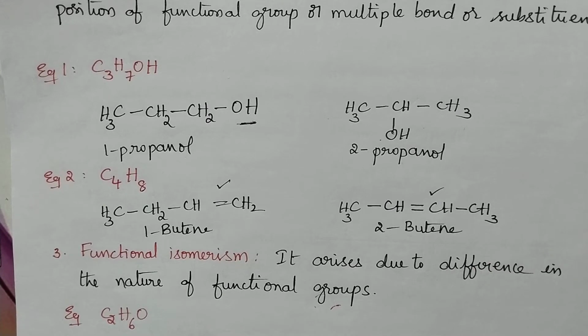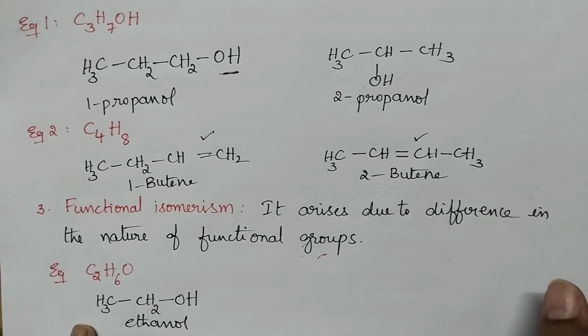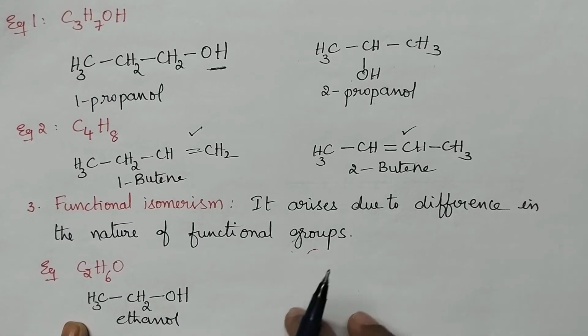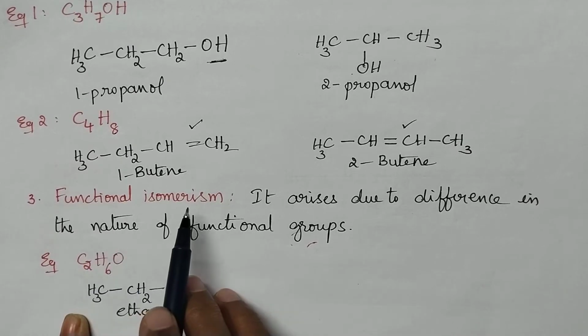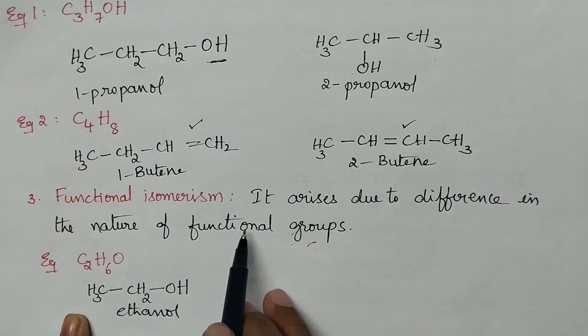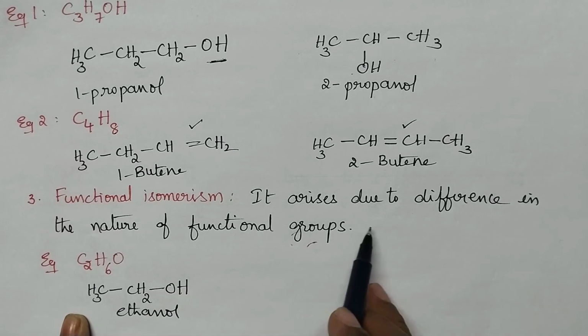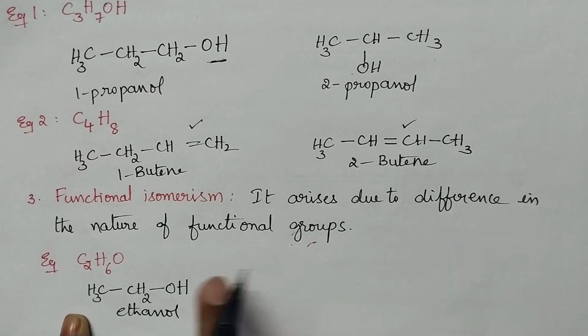Is it clear about the position isomerism, students? Now let us move on to the functional isomerism. So what do you mean by functional isomerism? Functional isomerism arises due to the difference in the nature of the functional groups present in the given isomers. That means the two isomers differ in the nature of the functional groups. Let us see one example.